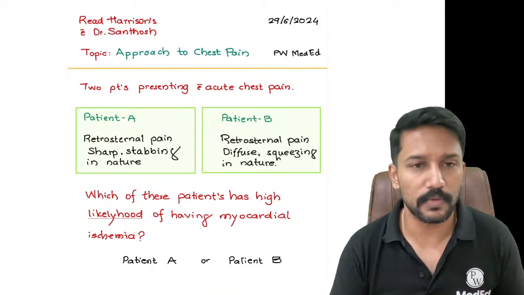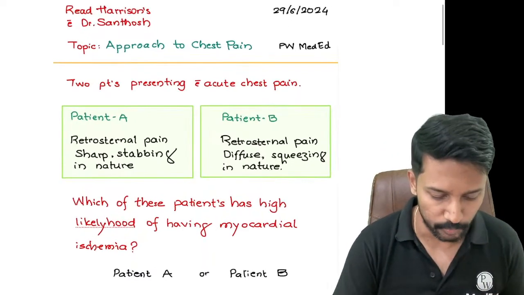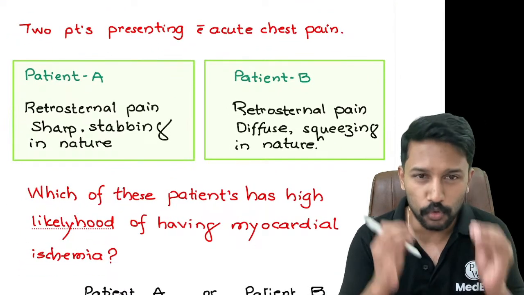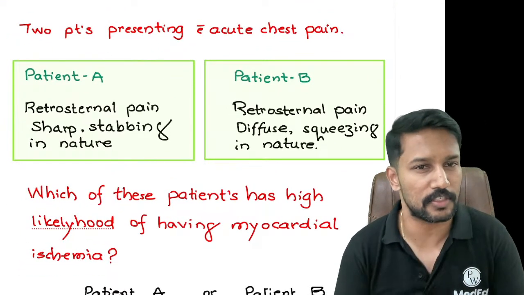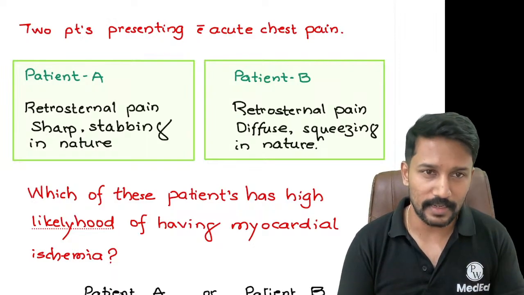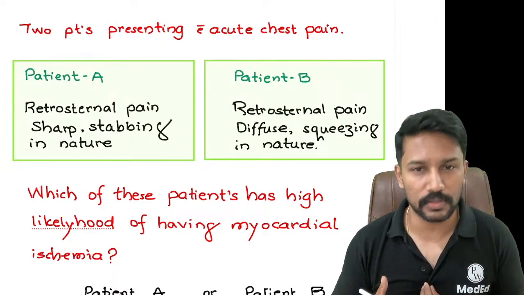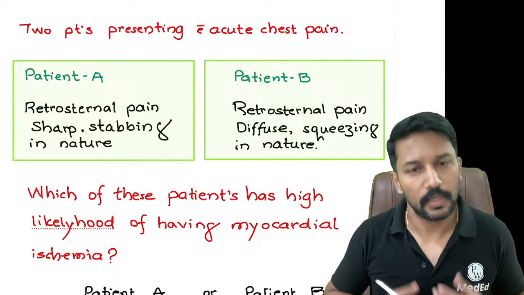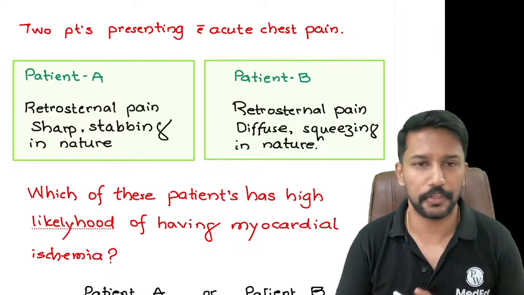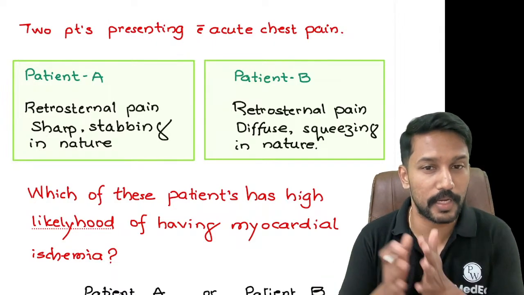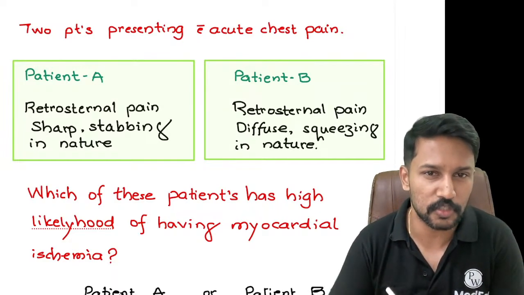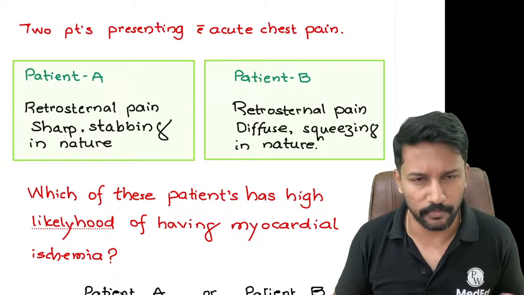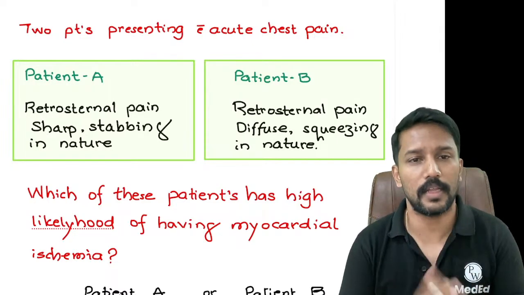So what we will do is take one quick simple example. Here I have jotted down the stories of two patients who have acute onset chest pain. On one side we have patient A who has retrosternal chest pain, meaning chest pain almost central behind the sternum, which is very sharp and stabbing in nature. And on the other side we have patient B who has retrosternal chest pain, which is diffuse, not sharp, pinpointing somewhere, and then it is squeezing in nature.